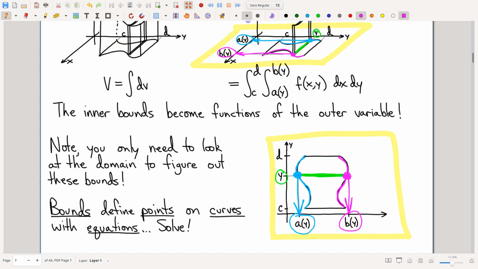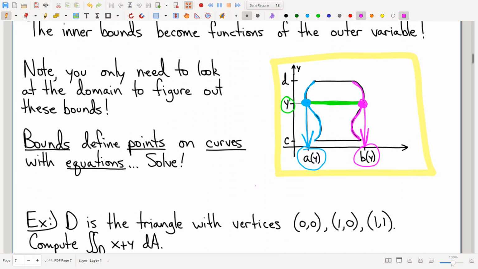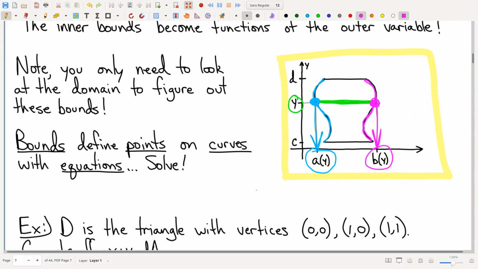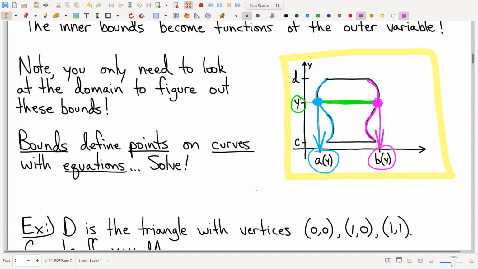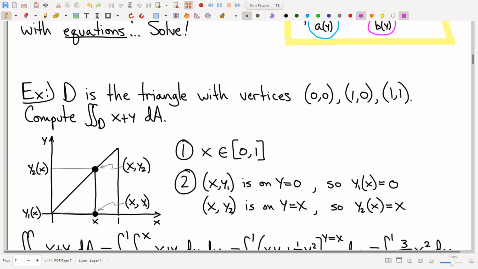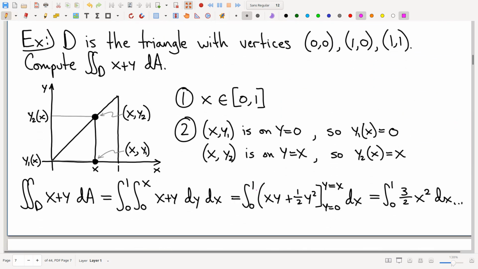So this is what I encourage when you're trying to answer one of these questions, when you're trying to turn a non-rectangular domain into iterated integral bounds. Just draw the two-dimensional version. This is all you have to think through right here. Okay, we got a bunch of examples to talk about. Okay, here's the first one. Our domain is a triangle. Certain vertices given.